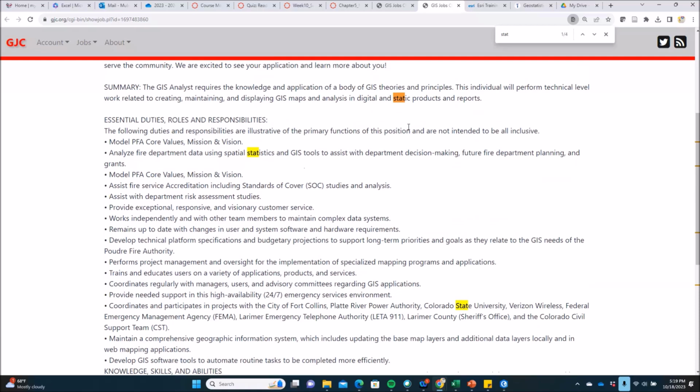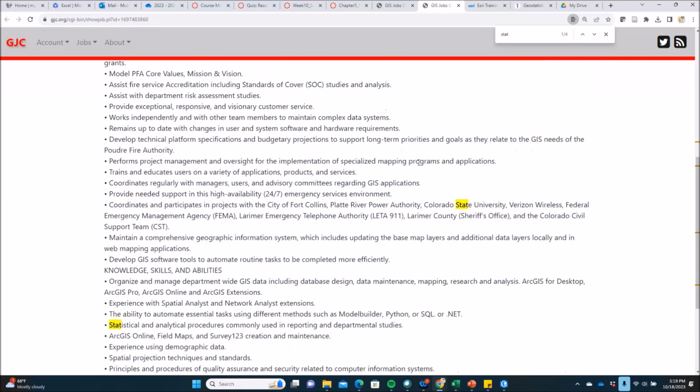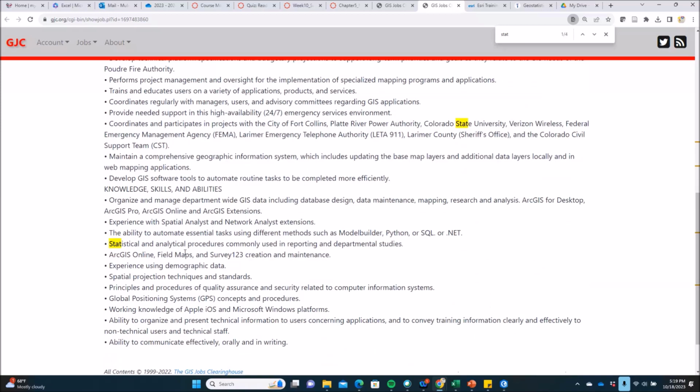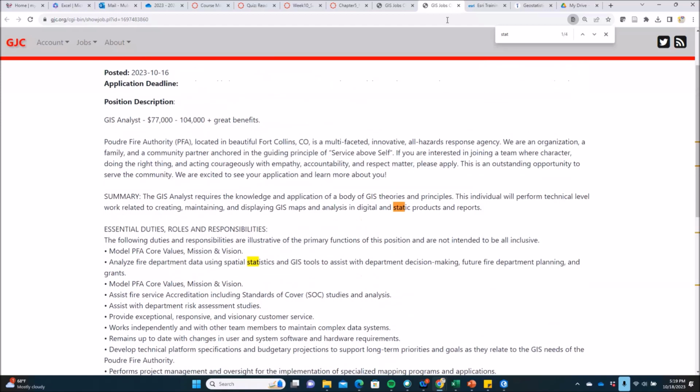And so I thought this was neat. Risk assessment, fire. I saw something down here about how you are going to go collect data and use statistical and analytical procedures commonly used in reporting. And so, your descriptive statistics that we've talked about before.